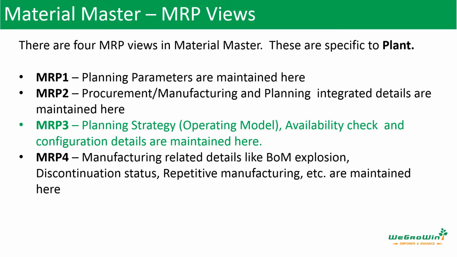Just to refresh, in Material Master we have 4 views for MRP. MRP1 is to maintain the planning parameters. MRP2 is for procurement and manufacturing and integrating with the planning functions. And MRP3 is to maintain the planning strategy, that is, to define the operating model, to define availability check and the configuration details of materials. MRP4 is to maintain manufacturing related details like BOM explosion, discontinuation status, repetitive manufacturing, etc.